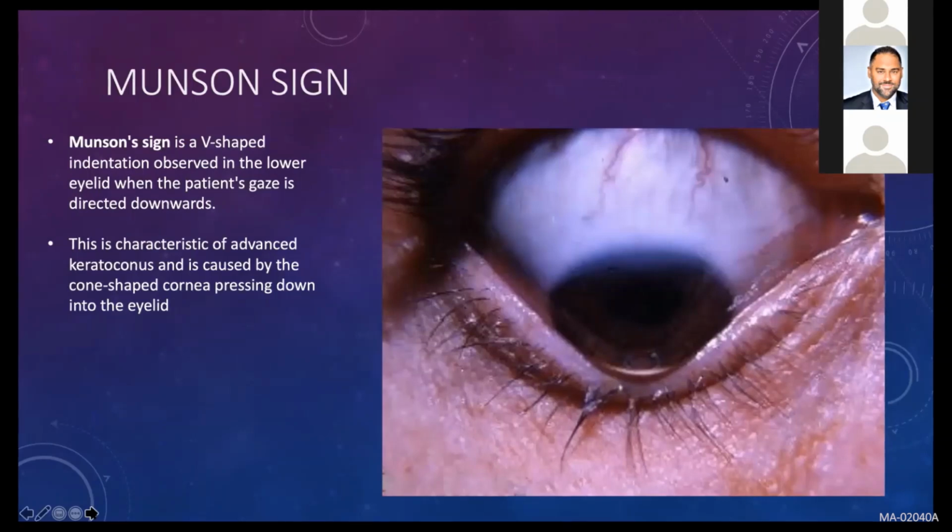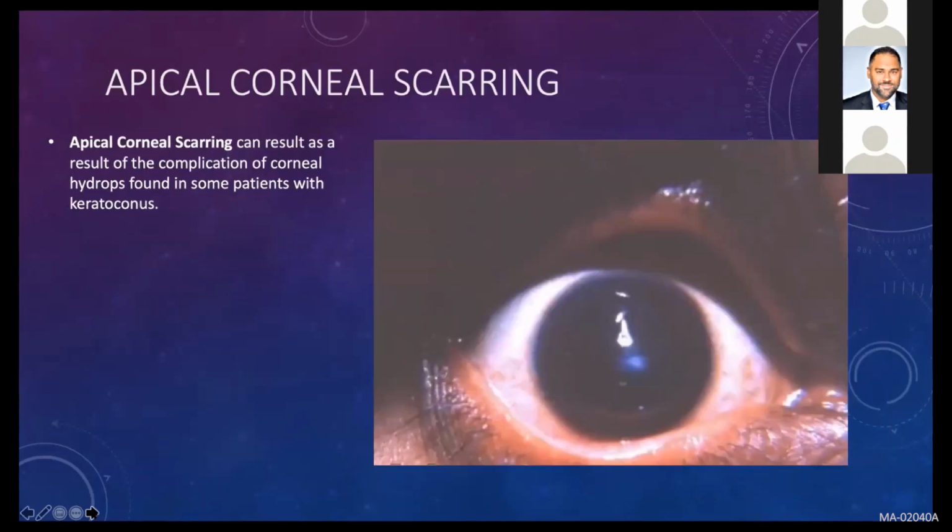And this is characteristic of advanced keratoconus, and it's caused by the cone-shaped cornea pressing down onto the lower eyelid. So you can see in this photo, the patient's looking down, and you have the inverted V, or the V pattern that is seen at the base there.